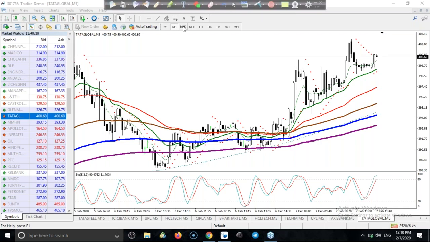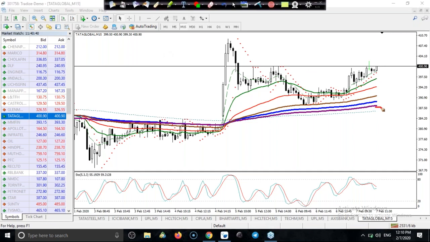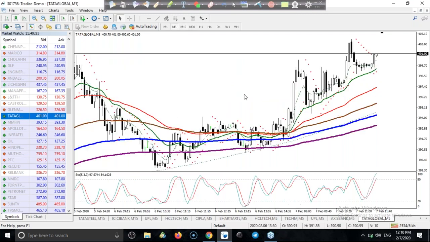Now let's just jump to 15 minutes. Now in the 15 minute, is it the same ascending method? Are they sequential like the 5 minute? Yeah, definitely. We have seen there is a 200. All are arranged sequentially. It means they are running in an uptrend. So in that case, we are looking for buy only. Have you seen it?